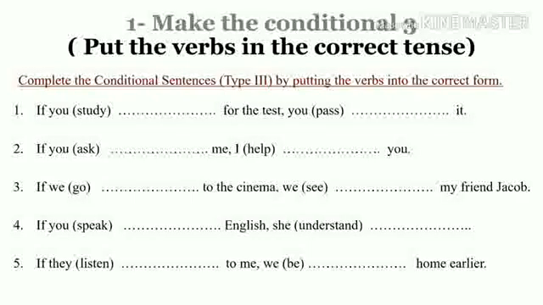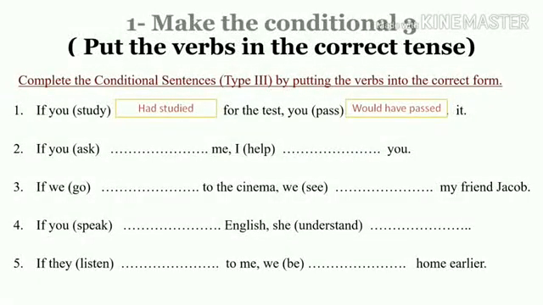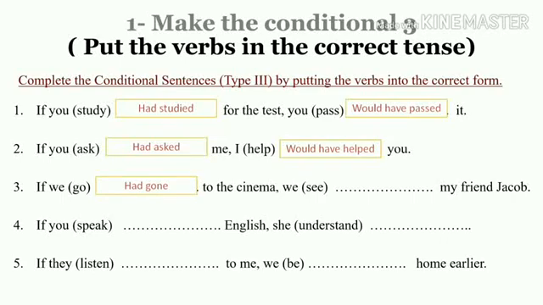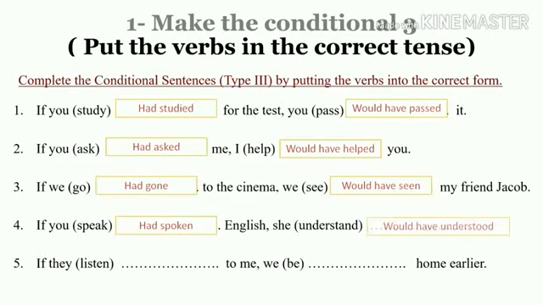If you study for the test, you pass it. But it's conditional type 3, so we use study in the past perfect. So if you had studied for the test, you would have passed it. If you had asked me, I would have helped you. If we had gone to the cinema, we would have seen my friend Jacob. If you had spoken English, she would have understood.